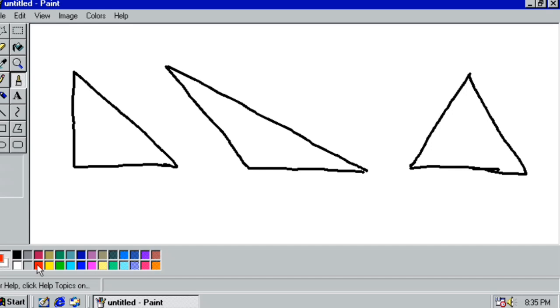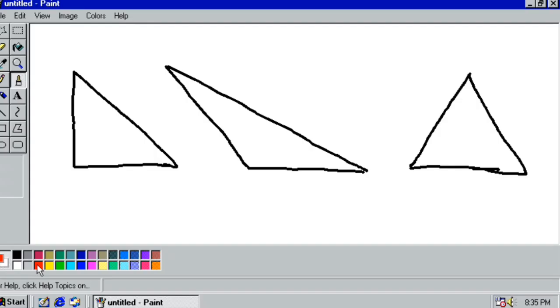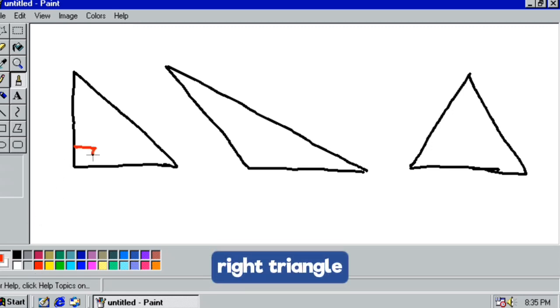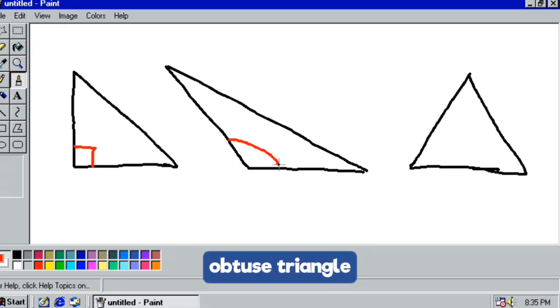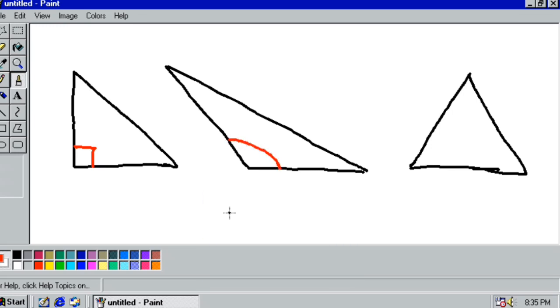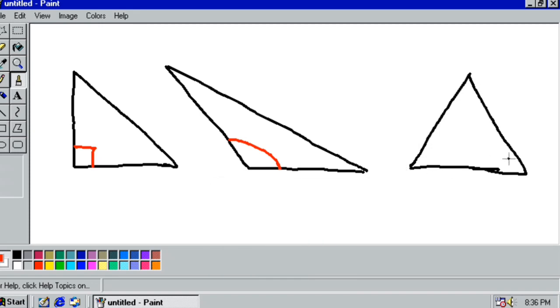Today's video, we'll discuss more about triangles. If a triangle has a right angle, which is 90 degrees, that is called a right triangle. If one angle is greater than 90 degrees, the triangle is called an obtuse triangle. If all angles are less than 90 degrees, that is called an acute triangle, like the last one right here.